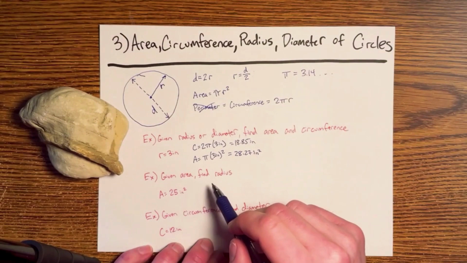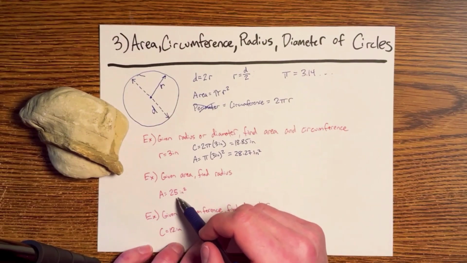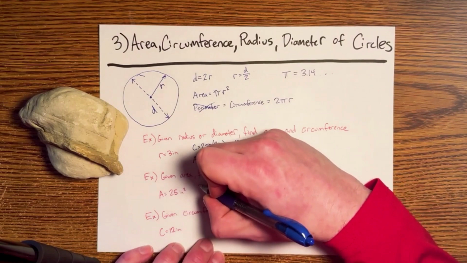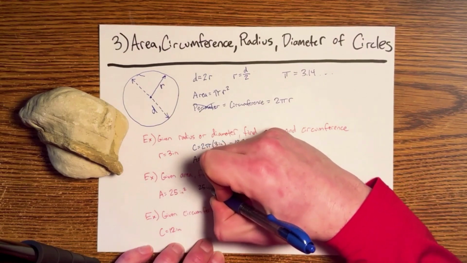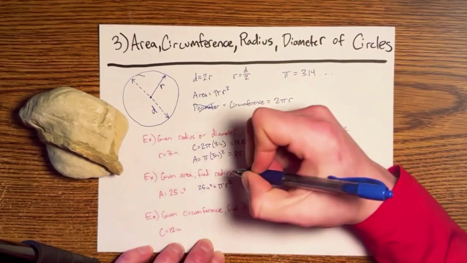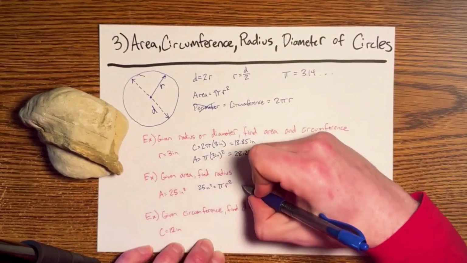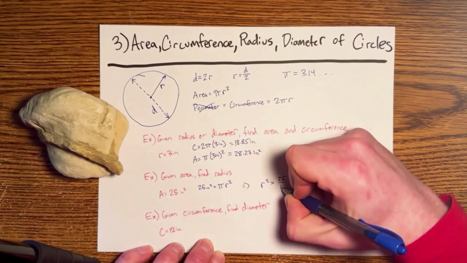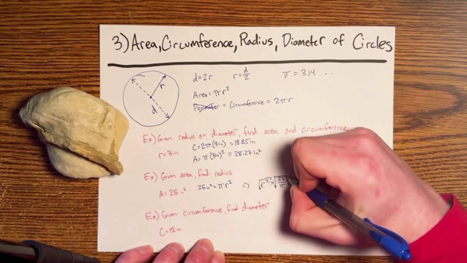Given the area, find the radius. So if you're given the area of a circle to be 25 inches squared, we're going to work backwards here. The area, 25 inches squared, equals pi r squared. And then we'll just follow through basic math here. So r squared is equal to 25 divided by pi, and then we'll take the square root of each.